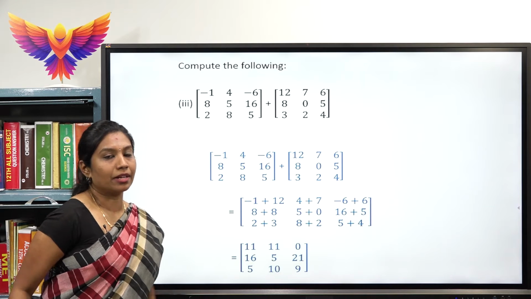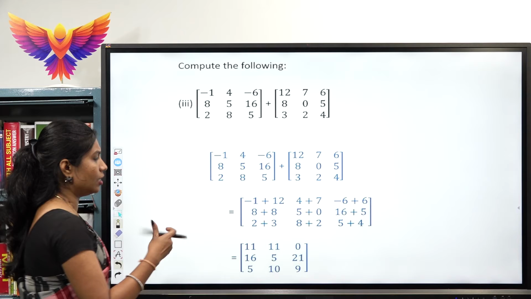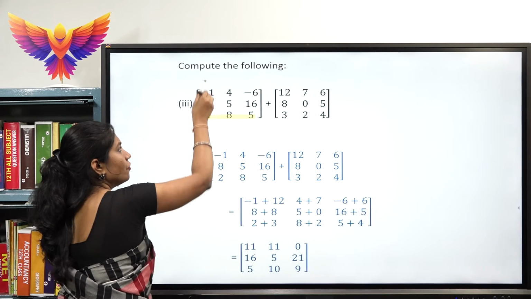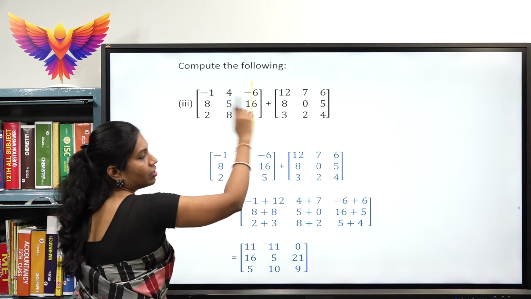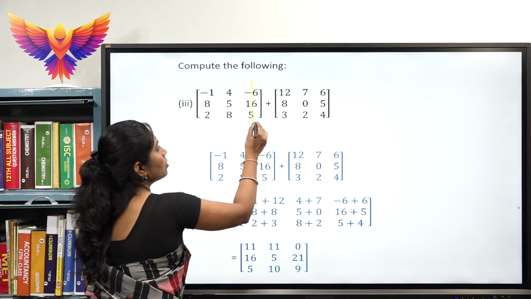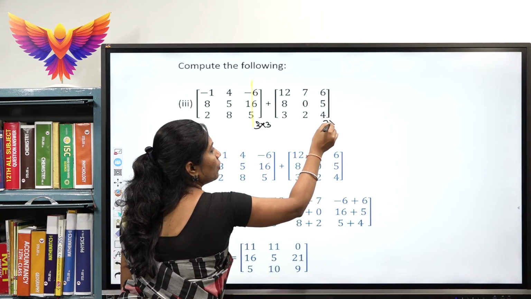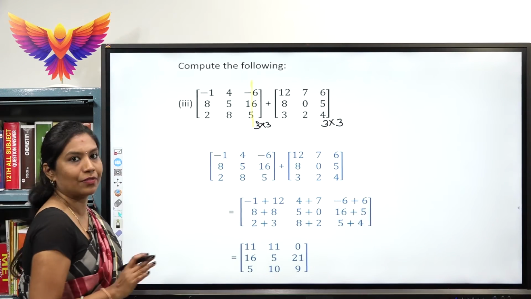Going with the next matrix, we have a matrix of order 3 cross 3. Clearly we can see this is the first row, second row, third row, first column, second column and third column. The same way, even this is also a 3 cross 3 matrix. So, it is satisfying the condition of addition that whenever you are adding matrices, they should be of the same order. Yes, it is satisfying the condition.